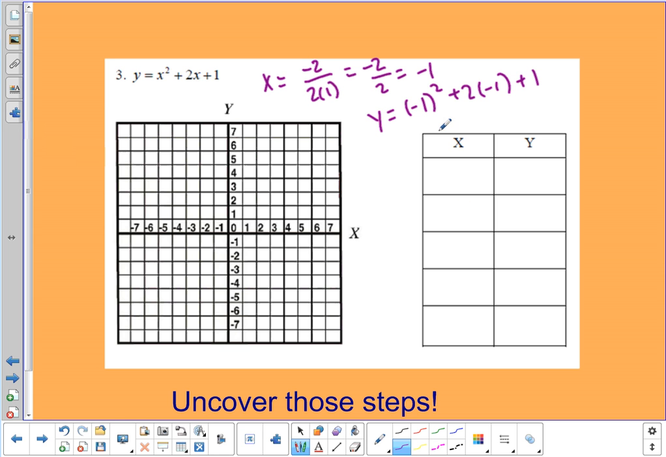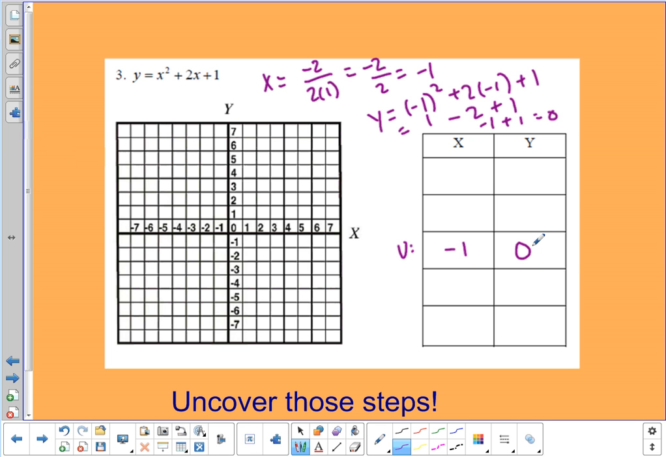So if I put parentheses around this, and we all know this, a negative times a negative is positive. So this is +1 minus 2 plus 1. 1 minus 2 is -1. -1 plus 1 is 0. So again, we put that vertex in the middle. I'm going to have negative 1, comma, 0.